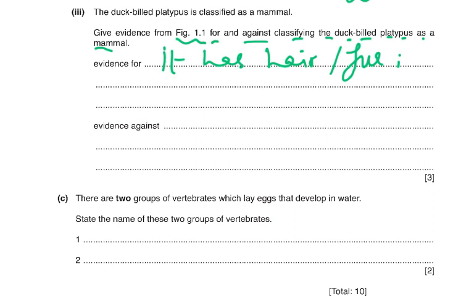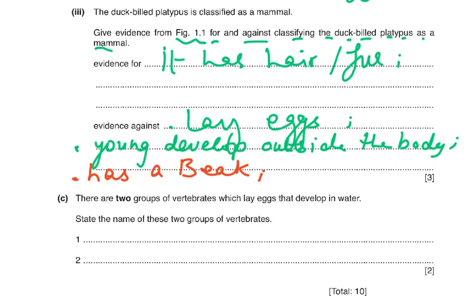And evidence against is that it lays eggs. Mammals don't lay eggs. So lays eggs or external eggs, and then the young develop outside the body and it has a beak or a bill. So the evidence against is they can lay eggs, the young develop outside the body, and it has a beak. The fact that mammals don't have a beak, that's very evident.